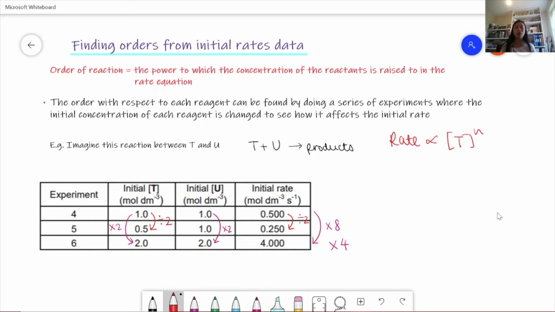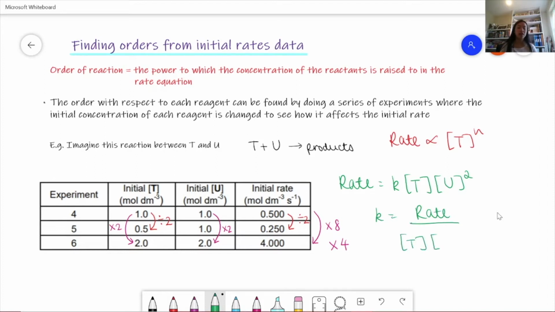And so now we can form a rate equation, and the rate equation would be rate equals k times T to the power of 1, and then U to the power of 2, and this will be our rate equation. And from this, we can also work out what the rate constant is, because we can do rate constant is the rate over the concentration of T multiplied by the concentration of U squared if we pick any one of these experiments, because the rate constant should always be the same as it's a constant.